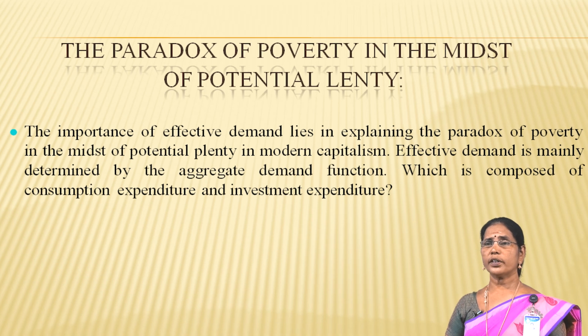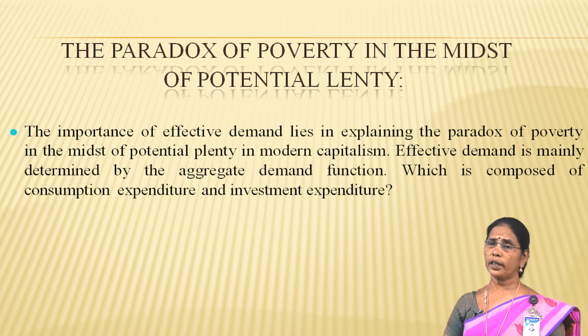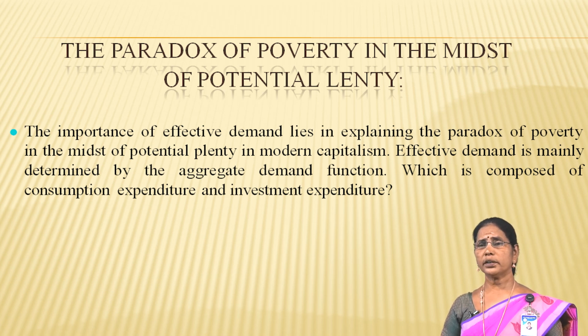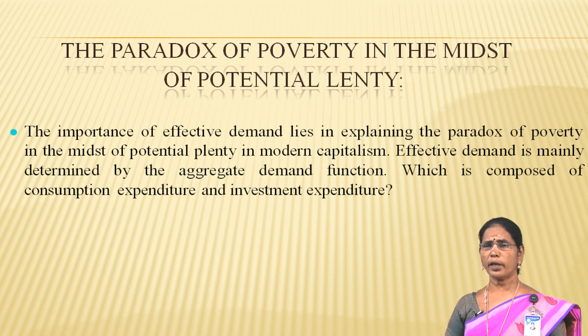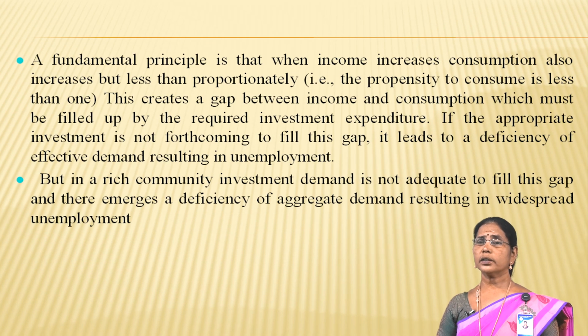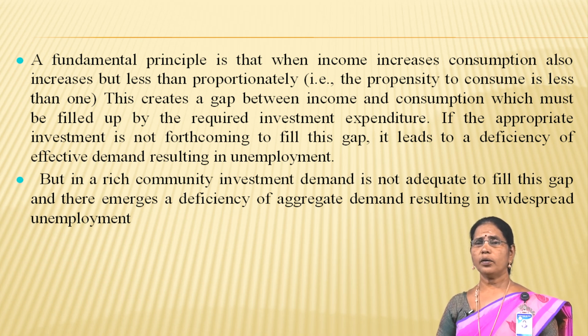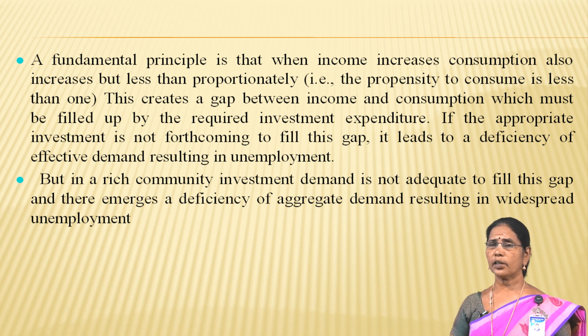The paradox of poverty in the midst of plenty. The importance of effective demand lies in explaining the paradox of poverty in the midst of potential plenty in modern capitalism. Effective demand is mainly determined by the aggregate demand function, which is composed of consumption expenditure and investment expenditure. A fundamental principle is that when income increases, consumption also increases by less than the increase in income. That is, the marginal propensity to consume is less than 1.